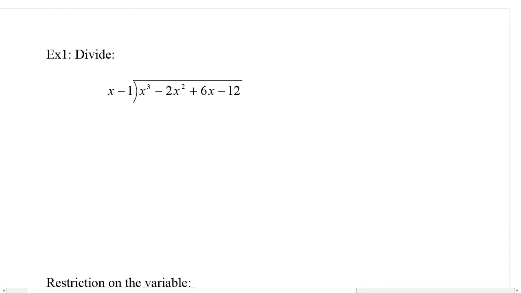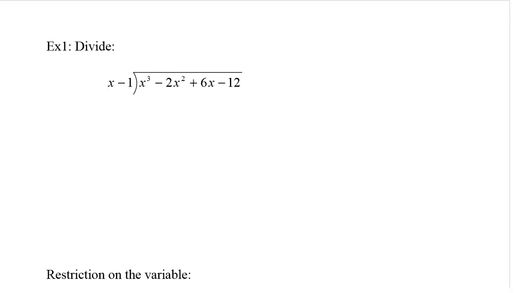Okay, so let's try it out. Let's do an example where we divide. We'll say, how many times is x minus 1? Well, we're not going to just use the first term. We're going to use the first two terms because this is a binomial. There's two terms here, so we're going to look at the first two terms.